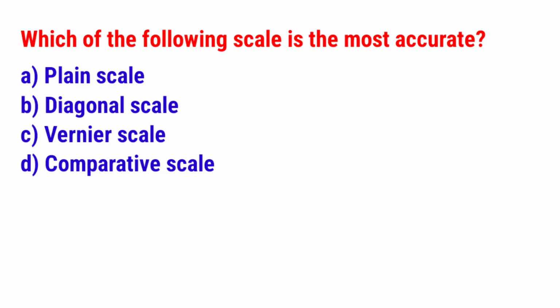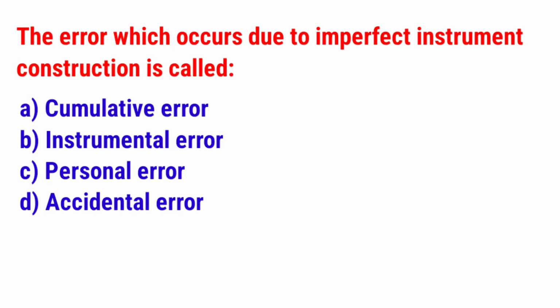Next question. Which of the following scale is the most accurate? The answer is option B, diagonal scale. Next question. The error which occurs due to imperfect instrument construction is called? The answer is option B, instrumental error.